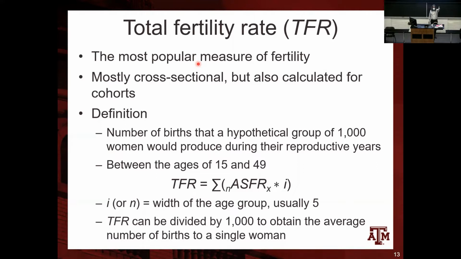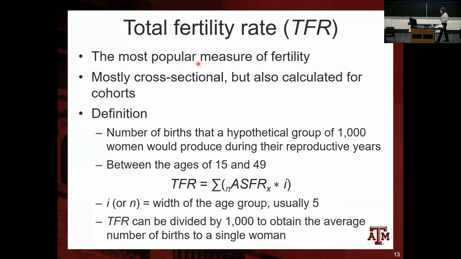Also, it is usually cross-sectional. We get information about how many babies women had in a specific year by the age group of the woman, divided by the number of women in each one of these age groups. And then we combine these age-specific fertility rates.